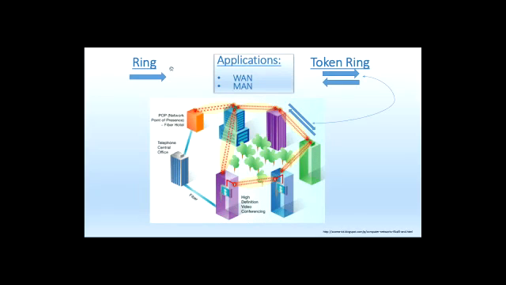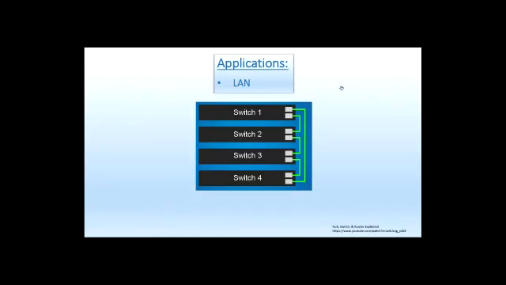So the difference between a ring and a token ring, I'm just telling you that because you will most likely hear that type of terminology. So now you know what the difference is between the ring topology and a token ring signal routing type. Okay. Now, applications for the ring topology would be LAN, which stands for local area network, which would be like a network that is installed in a building or a facility or a business.